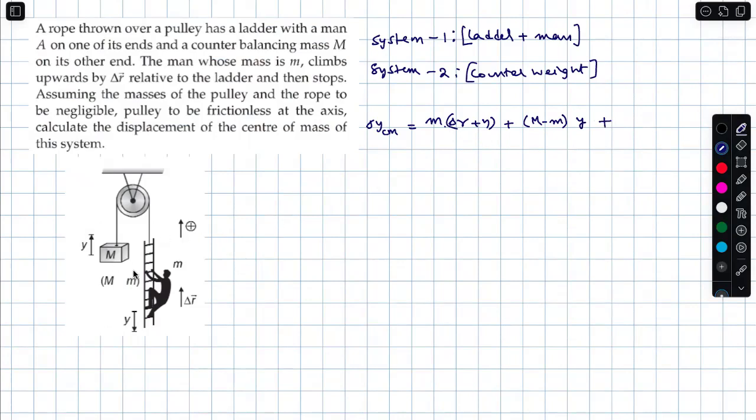plus, and this goes down actually, M times minus Y, over capital M minus small m plus M plus capital M. So in this case, what will happen is M delta R, My, here this part cancels. This part cancels. So finally, what you will get is M delta R by 2 capital M. And this is upwards. Already we have done the same question yesterday. Any doubts?